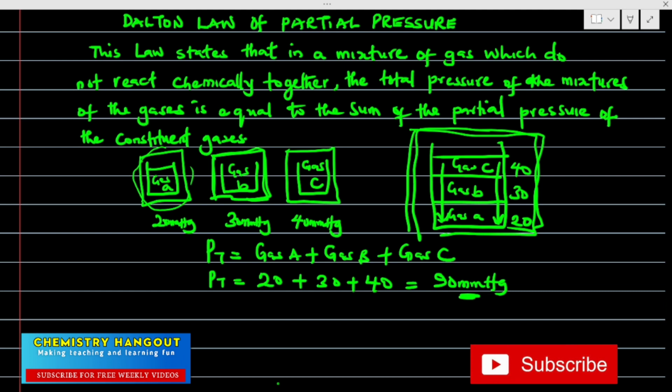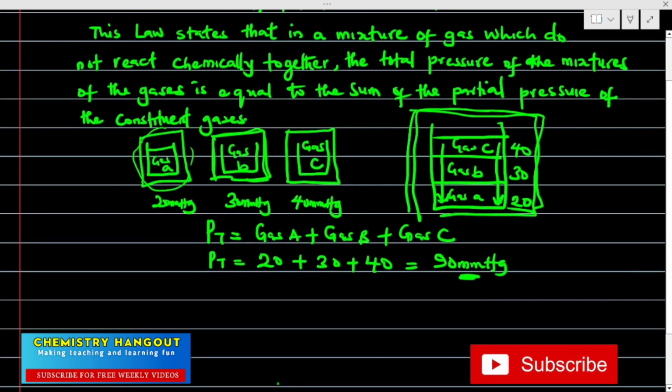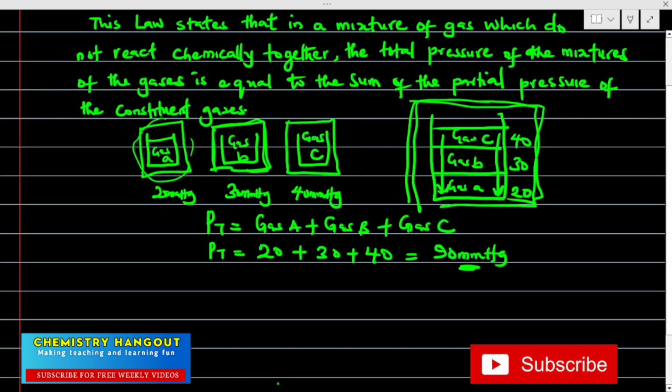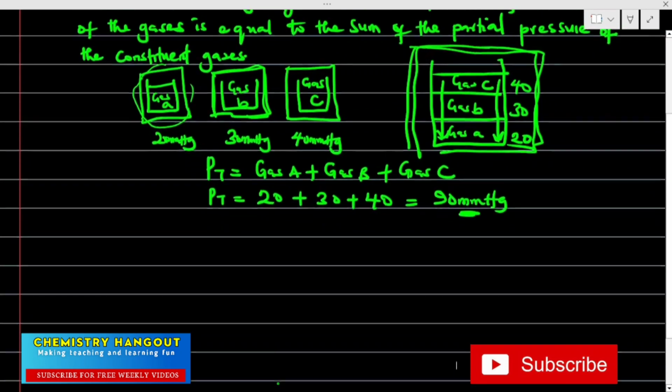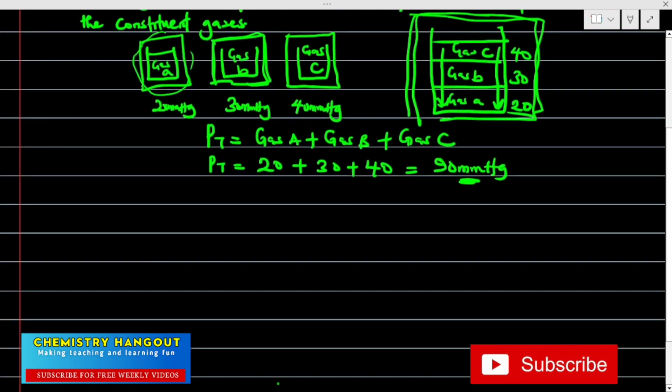I hope this is clear. That's just what the law is saying: that if two or more gases are mixed together, in as much as they do not react chemically together, the total pressure you are going to have will be the sum of the partial pressures of the constituent gases. So take note of that.